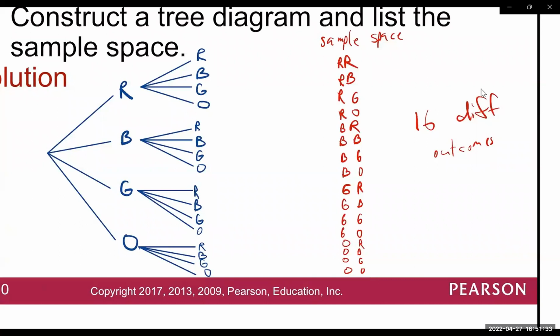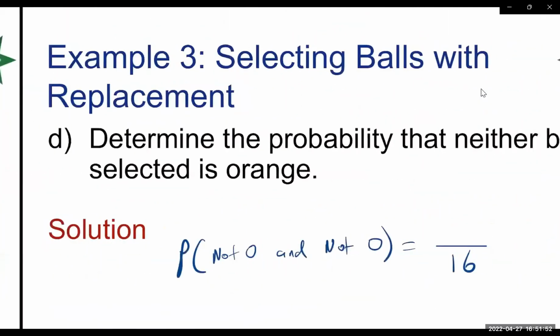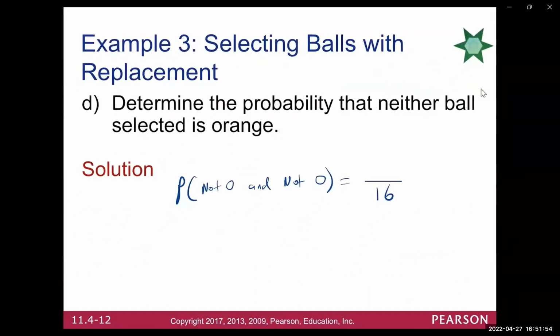So let's see, 1, 2, 3, 4, 5, 6, 7, 8, 9. Nine. You are right, 9. So 9 of them do not have an O. That means the answer would be 9 out of 16. And no, you can't simplify that. Let's convert it to a decimal just to get an idea if that's a high probability or a low probability. So on your calculators, do 9 divided by 16.